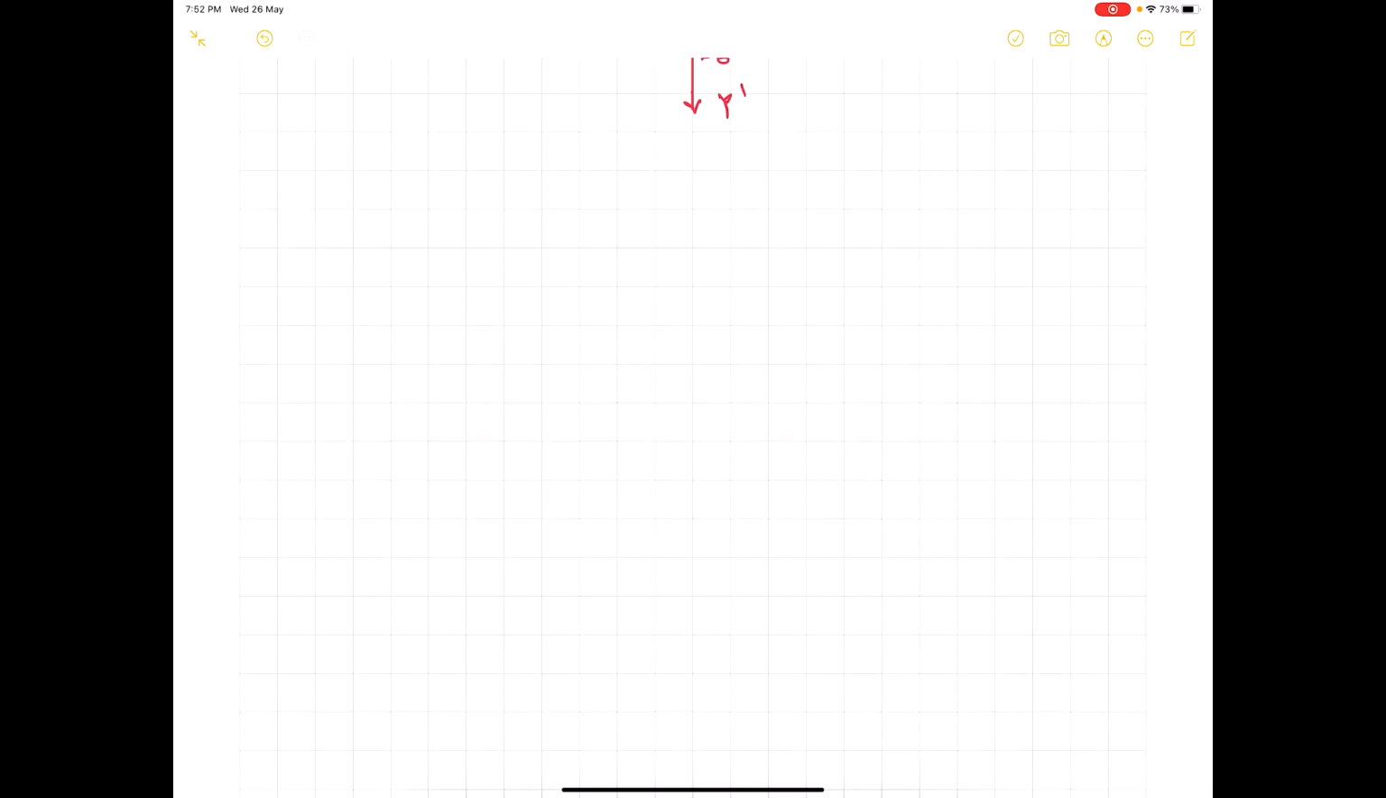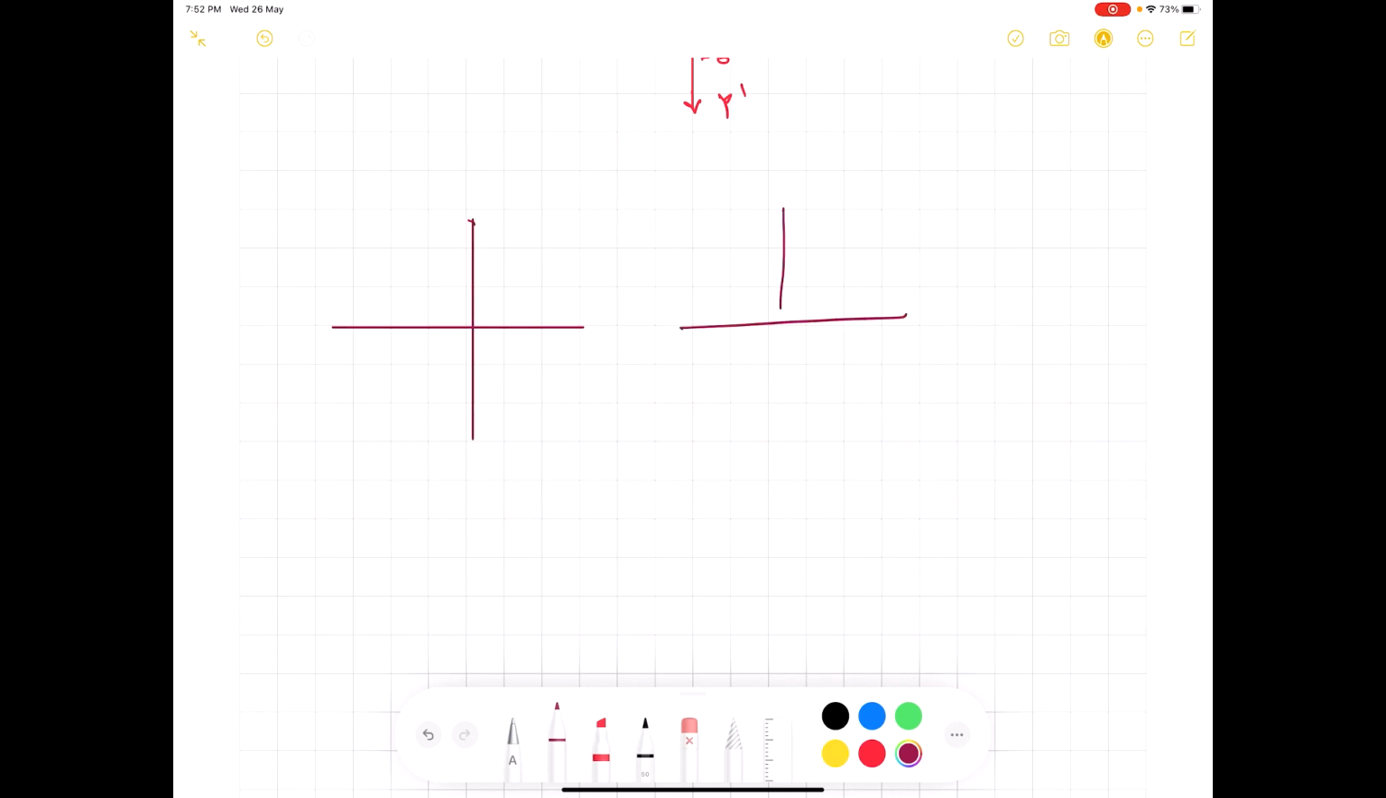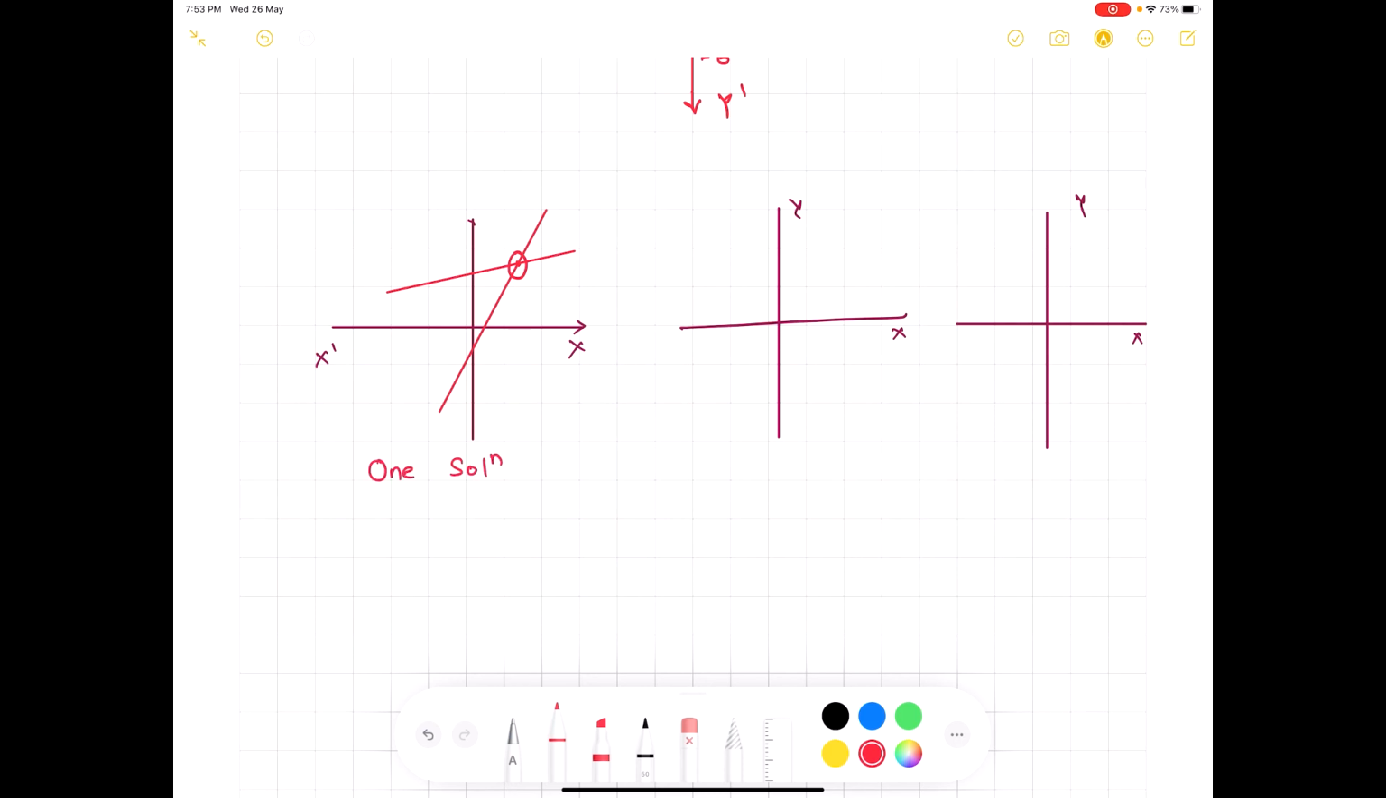Here I am showing you 3 cases. This is your x-axis. This is the y-axis. Now, if I draw two lines, if the lines are like this and their point of intersection is common, then it has only one solution. This system is called a one-solution system.